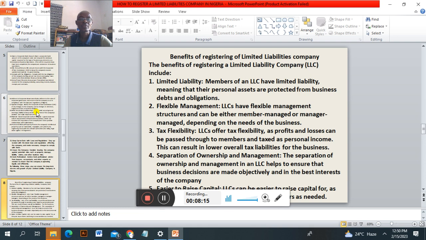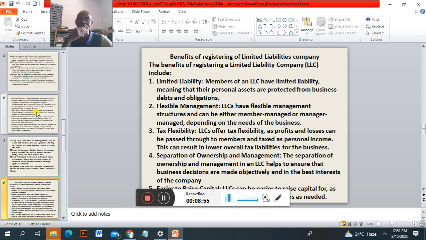Number three, tax flexibility. A limited liability company offers tax flexibility, as profits and losses can be passed through to members and taxed as personal income. This can result in low overall tax liability for the business. Number four, separation of ownership and management. The separation of ownership and management in a limited liability company ensures that business decisions are made objectively in the best interest of the company.